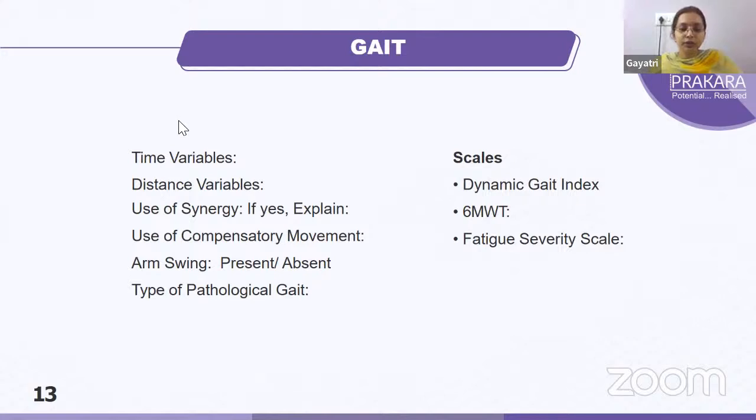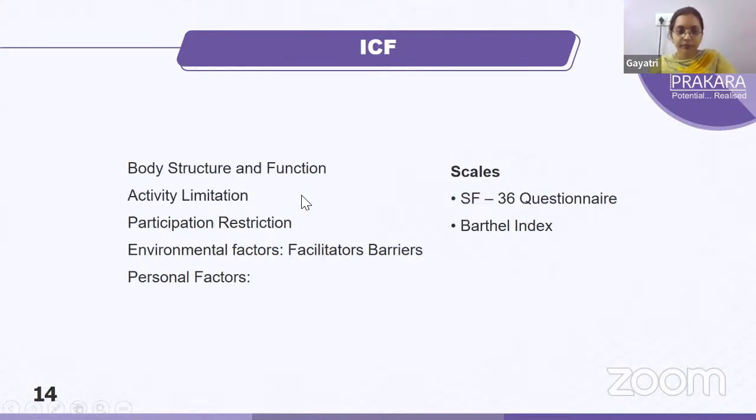After gait, what will you notice? My favorite again, the ICF. In the ICF, you have to check body structure and function. What is the impairment that the patient has come to us with? What impairment is he still presenting? What are the activities that he or she cannot do? And what is the participation restriction? Even if he or she can do them, what are those activities they are not doing, even though they are capable? And what are the reasons for that? Is it the environment or is it a personal factor?